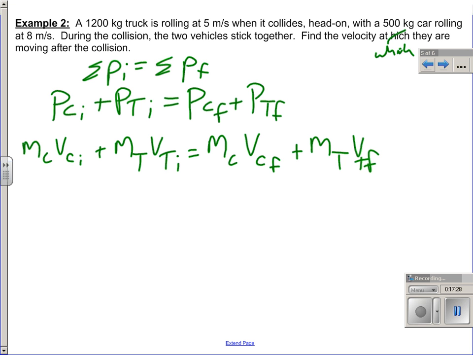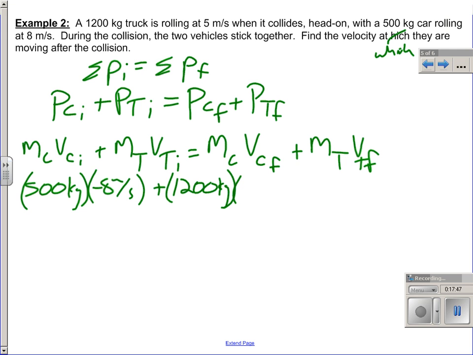All right, in the interest of time, I'm being a little lazy here and not making my drawing. I really should have, but I want to make sure I stay under my 20 minutes. So here we go. We've got our 500 kilograms for the car. Velocity of the car was, once again, -8 meters a second. Mass of the truck is 1,200 kilograms. Velocity of the truck is 5 meters a second, sorry.